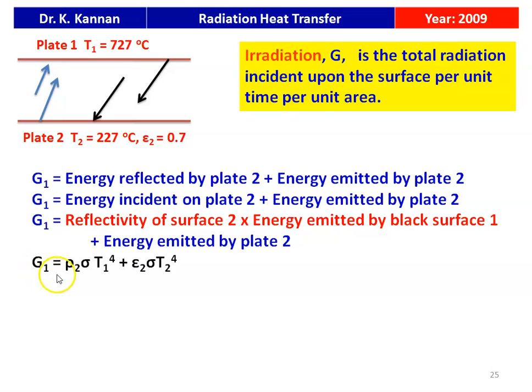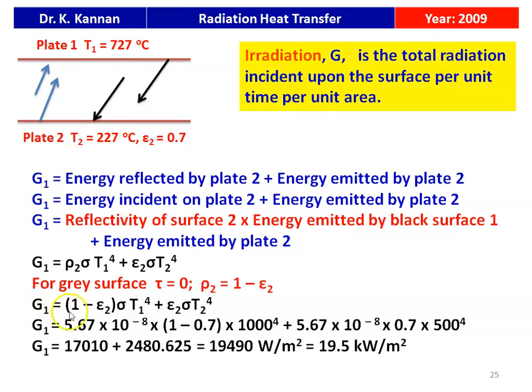So, substituting, G1 equal to rho 2 sigma T1 to the power 4 plus epsilon 2 sigma T2 to the power 4. Epsilon 2 sigma T2 to the power 4 is the energy emitted by the plate. So, the energy reflected by the plate equal to rho 2 sigma T1 to the power 4. Sigma T1 to the power 4 is the energy emitted by the plate 1. It is falling on the surface 2. Now, because of reflectivity, what is reflected is rho 2 sigma T1 to the power 4. Now, for a gray surface, tau equal to 0, transmissivity equal to 0. So, rho 2 equal to 1 minus epsilon 2. So substituting, G1 equal to 1 minus epsilon 2 into sigma T1 to the power 4 plus sigma epsilon 2 sigma T2 to the power 4.